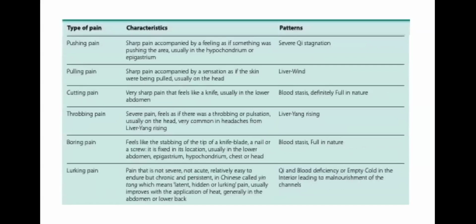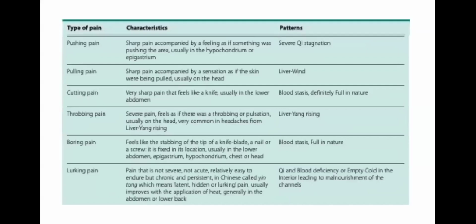Cutting pain: very sharp pain that feels like a knife, usually in the lower abdomen. Blood stasis, definitely full in nature. Throbbing pain: severe pain that feels as if there was a throbbing or pulsation, usually on the head, very common in headaches from liver yang rising. Pattern: liver yang rising. Boring pain feels like the stabbing of the tip of a knife blade, a nail or a screw. It is fixed in location, usually in the lower abdomen, epigastrium, hypochondrium, chest or head. Pattern: blood stasis, full in nature.